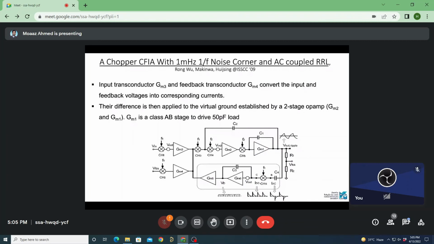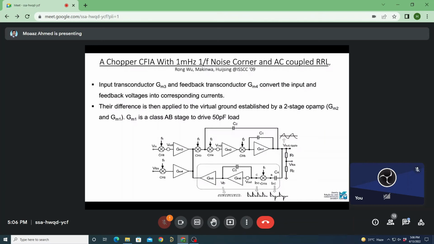Could you please repeat the portion on the high frequency path? Could you please point it out? Okay, good. The high frequency path is the upper path, which is made by G21 and G22, the input and feedback transconductors. Essentially, this is a current feedback instrumentation amplifier. This is the implementation of this topology.